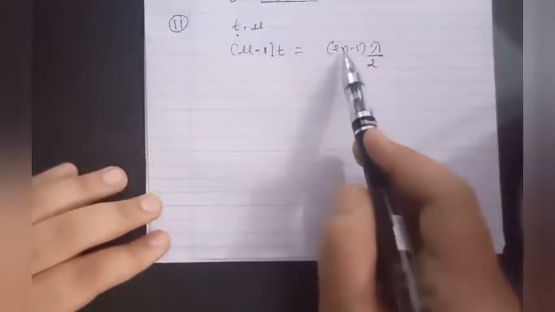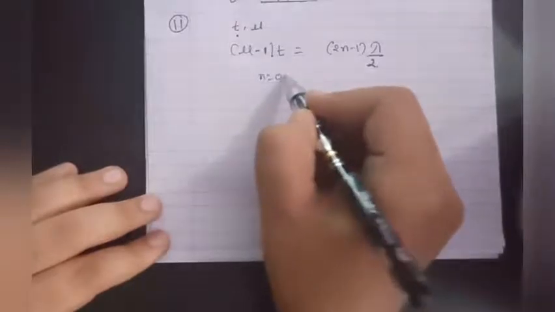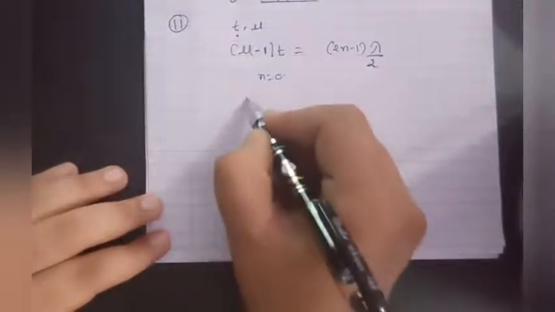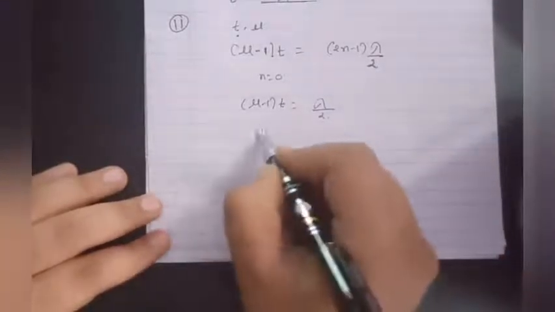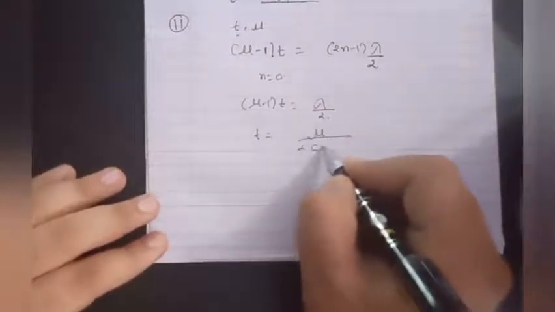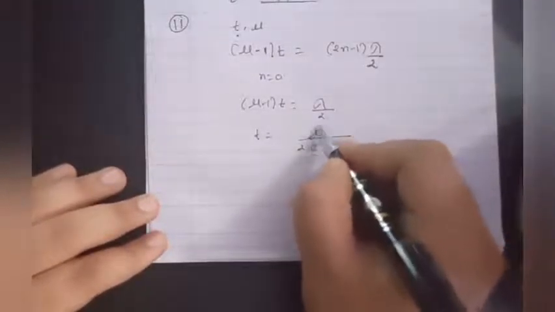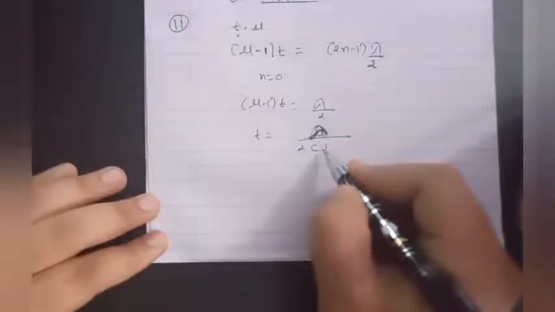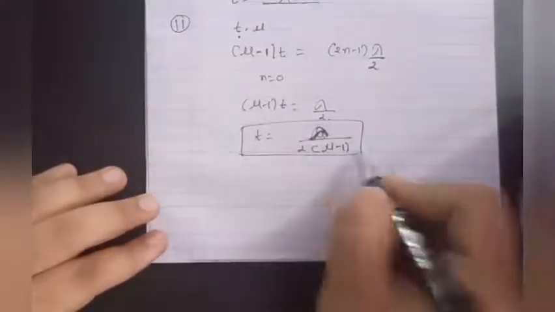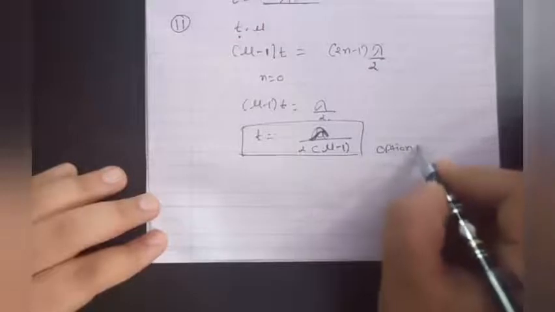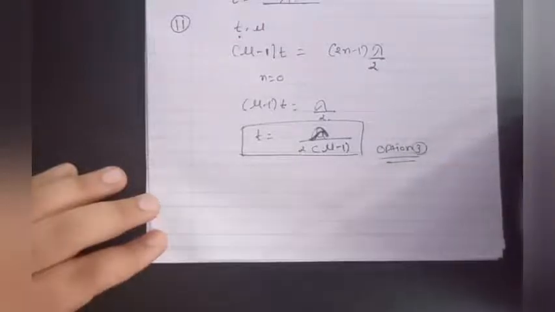To have the minimum thickness, n should be equal to 0. So mu minus 1 into T is equal to lambda by 2. So T is equal to lambda divided by 2 into (mu minus 1). So option 3 is the correct option.